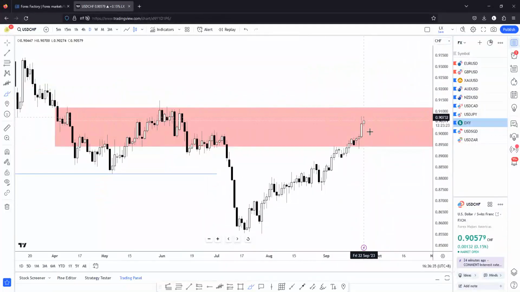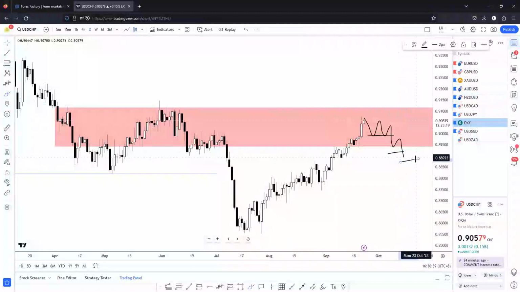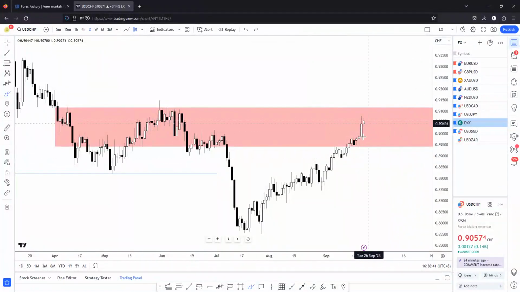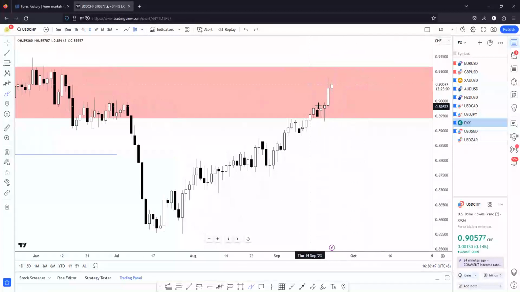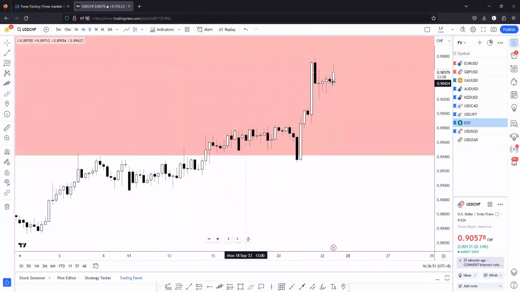So if we do see any reversal, you can see that the structure will start forming and it will start showing bearish lower lows and lower highs. If not, prices could just continue breaking this zone altogether. So that's where we are right now on the daily. There's not much setup at the moment. If we go through the weekly and the daily, that's really where we are.